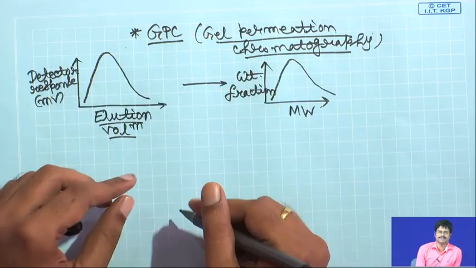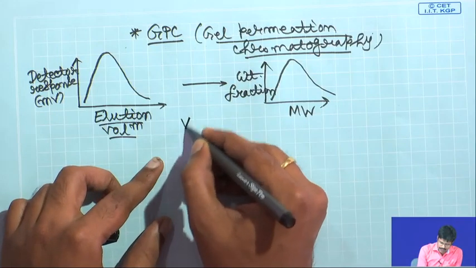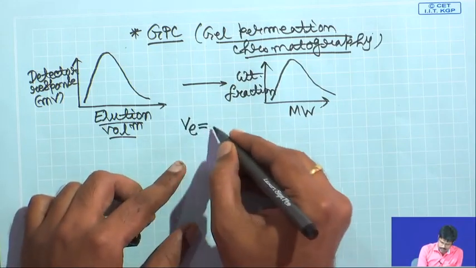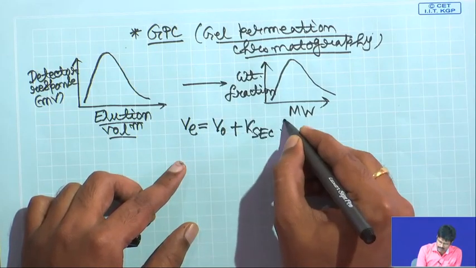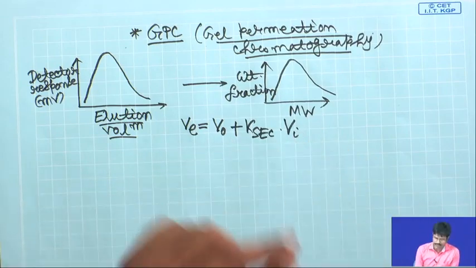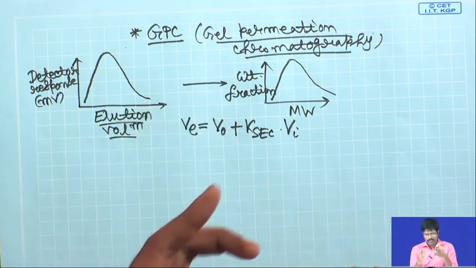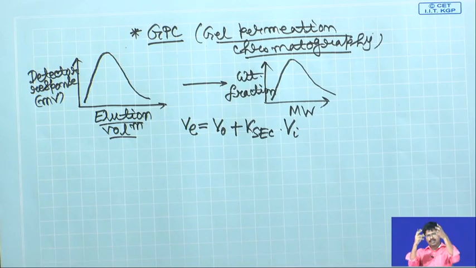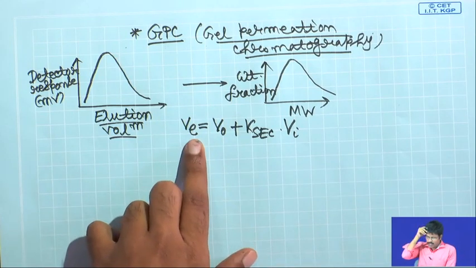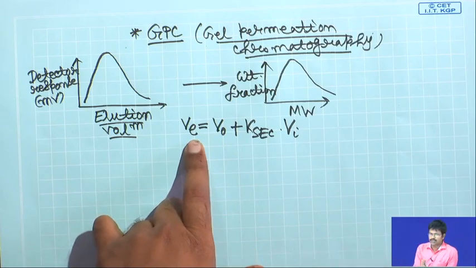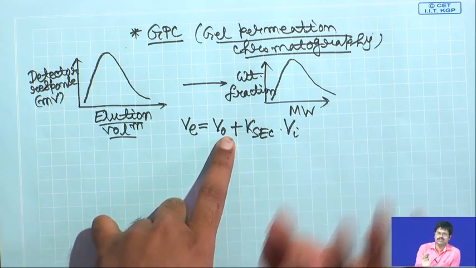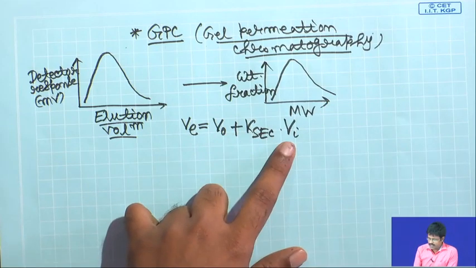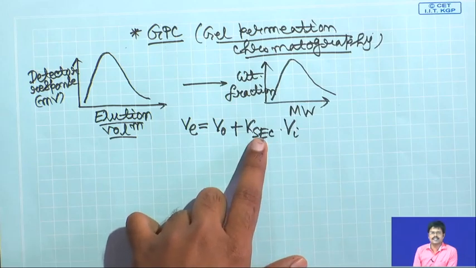Now, let us do some analysis. I will write down one equation like this: V_E equals V_0 plus K_ACC (size exclusion chromatography) into V_I. Your eluent is passing through the column, and V_E is the total volume of the eluent that is passing. V_0 is the volume of the eluent outside the pore, and V_I is the volume inside the pore, and K_ACC is an equilibrium constant. So, it is an equilibrium.